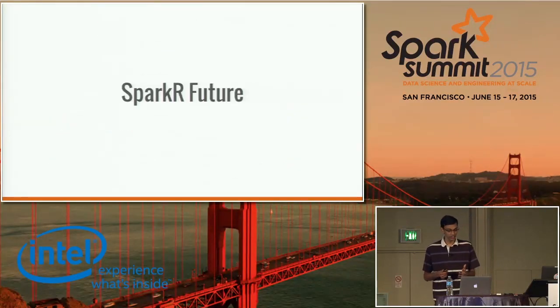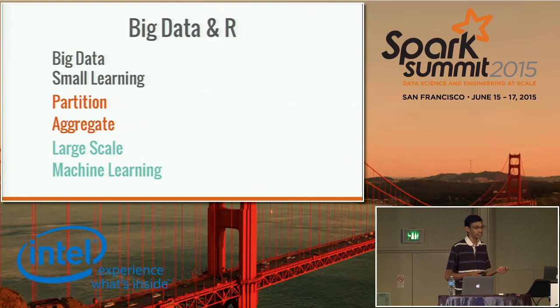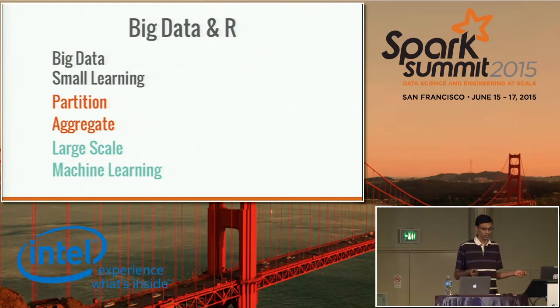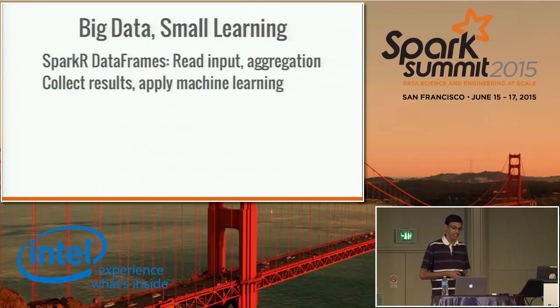So now let's shift gears a little bit and talk about what's in the future of SparkR. And to do that, I'm going to return to the earlier slide that I had, which described these 3 big data processing scenarios and how our users have some of these common patterns that we see when we talk to our users. So to talk about the first one, big data, small learning, SparkR DataFrames are actually a great fit for this because they provide routines that help you read in input, perform filtering, aggregation, and most of the common operations that you would do before you apply your machine learning algorithm.